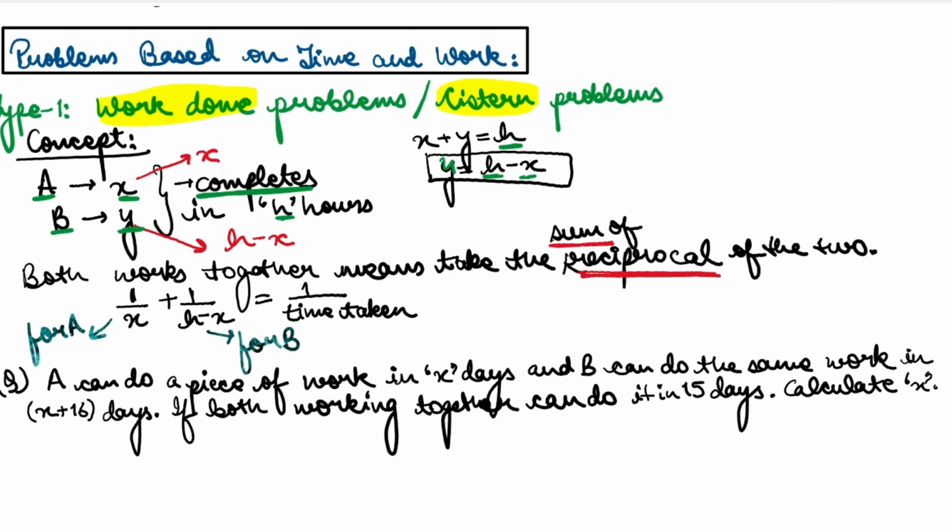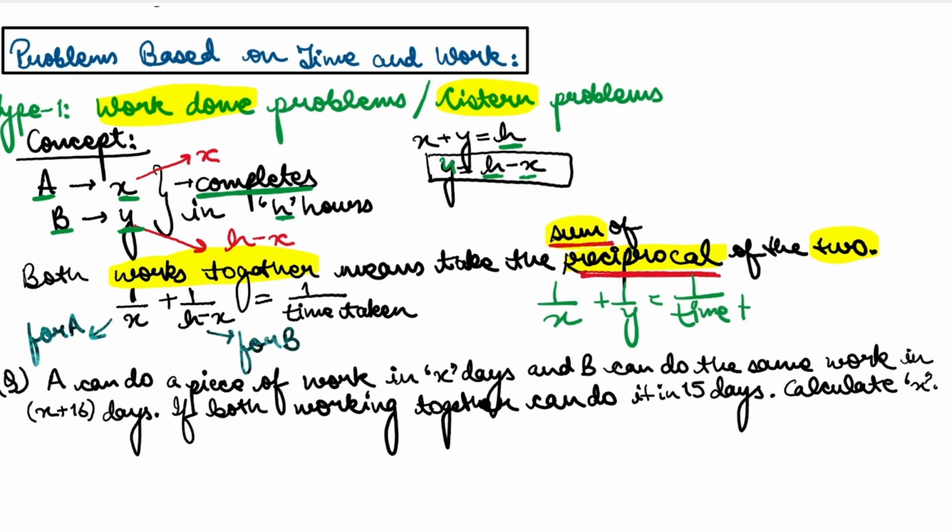Now the question says both of them, that is A and B, work together. So if the question says both A and B do the work together, then in that case we need to take the sum of the reciprocals of the two terms, that is X and Y. So how will you calculate it? Normally we write it as 1 by X plus 1 by Y is equal to 1 by the time taken in total.